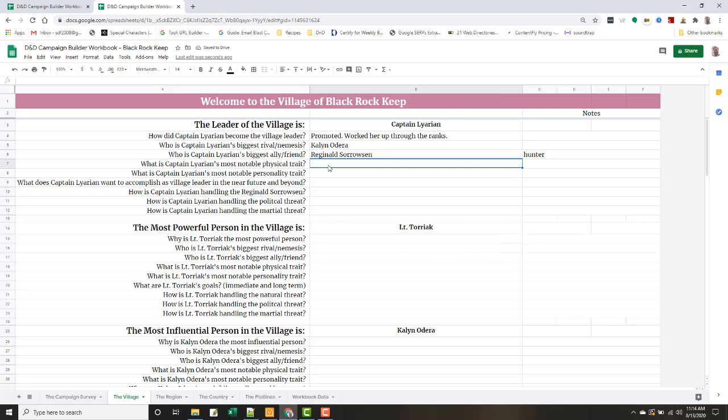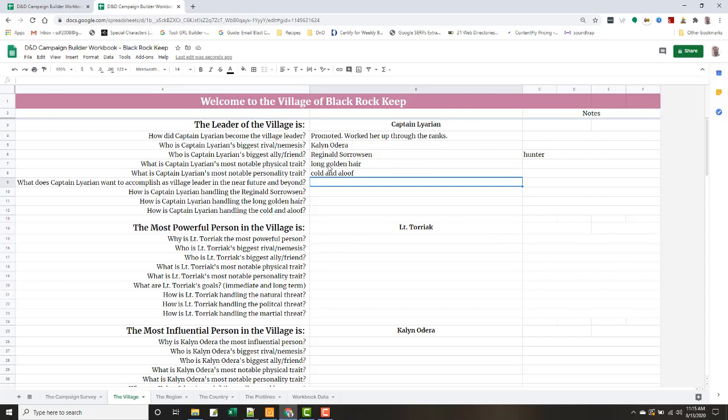So what is Captain Liarian's most notable physical trait? And this is very surface. Like, when people look at Captain Liarian, what's the first thing they notice about her? I'm just going to say long golden hair. And what is Captain Liarian's most notable personality trait? I already kind of mentioned this, but she's cold and aloof. Basically, if it's not about hunting, if it's not about being out in the wilderness, she just doesn't care. She has no empathy for it.